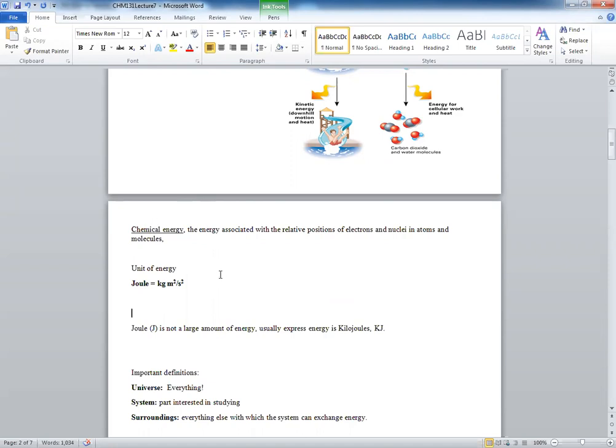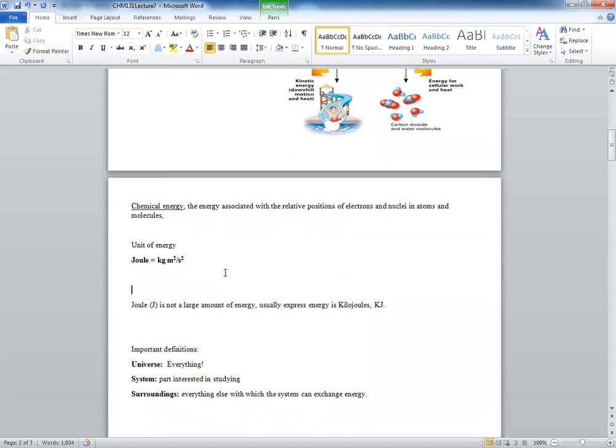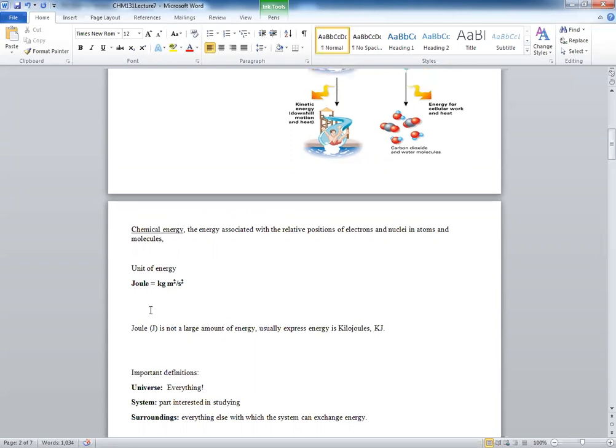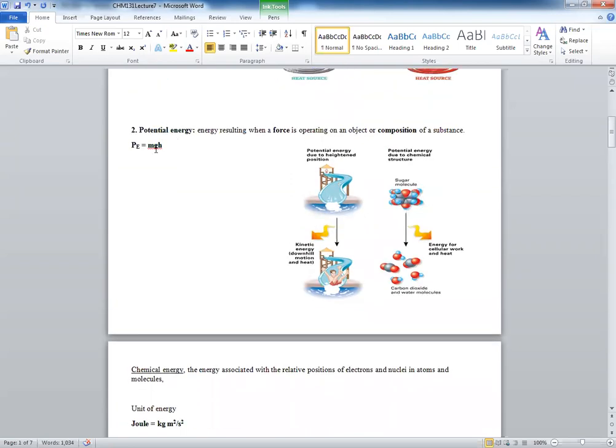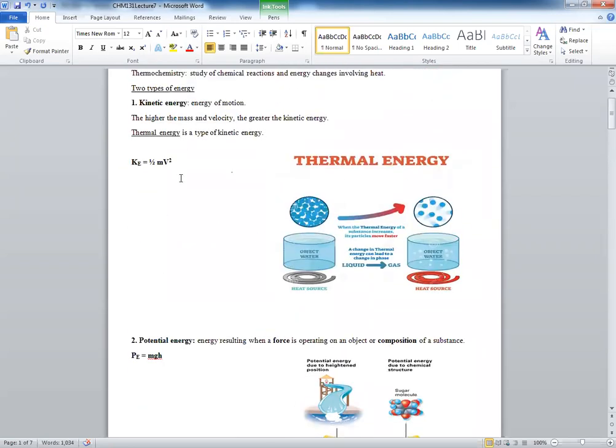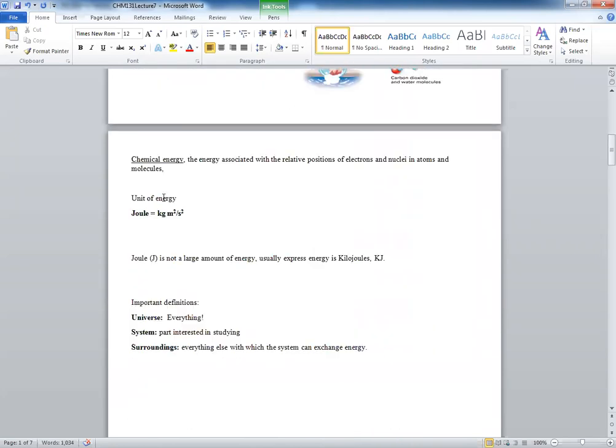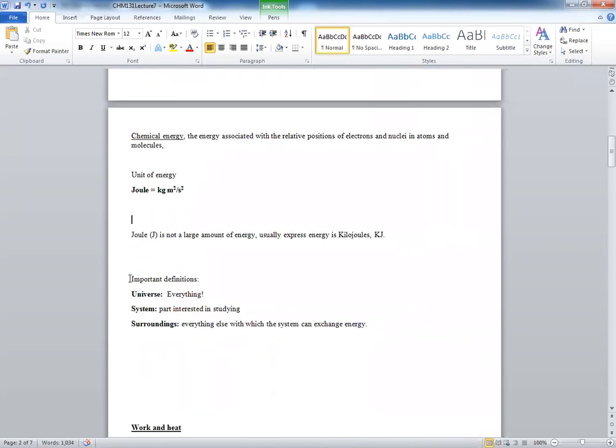Well, let's talk about the units of energy. The unit of energy is joule, and it's equal to kilograms meter squared per second squared. That's what you get when you plug in numbers into either one of these equations, whether it's potential energy or kinetic energy. The joule is not a lot of energy.